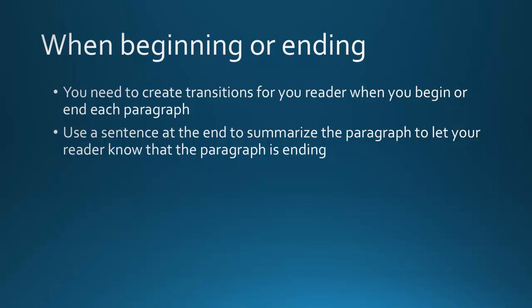When you're beginning or ending your paragraph, you need to create a transition for your reader. When you begin each paragraph, you want to begin that new paragraph with sort of the thesis of that paragraph. And when you end each paragraph, you want to sort of summarize the paragraph again and let your reader know that the paragraph is ending. So, you kind of want your paragraph to be 4 to 5 sentences long, and then you want to add in that final sentence, so that the reader knows we're going on to something new. Next, we're going to talk about citing.